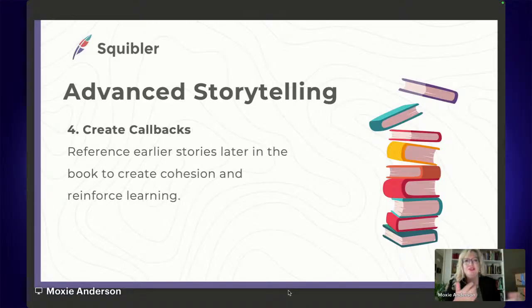Another good strategy is to create callbacks. You want to reference your earlier stories. If you start with an anecdote in the book, or you start with a story in the book, you can refer to it again in later chapters to create cohesion throughout the entire book and then reinforce learning on the concepts that you're trying to teach.